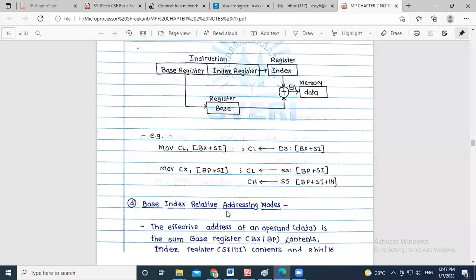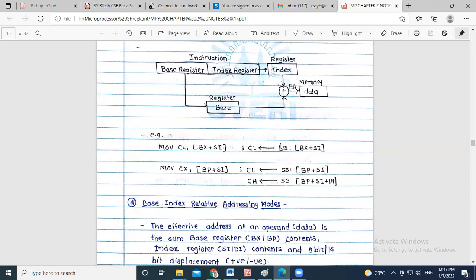Same way in the second example. Okay, DS means data segment, SS means stack segment. Either it may be from the data segment or it may be from the stack segment to the C register. If it is 16-bit, we have to use either CL or CH. If it is 8-bit, we have to use only CL, isn't it?